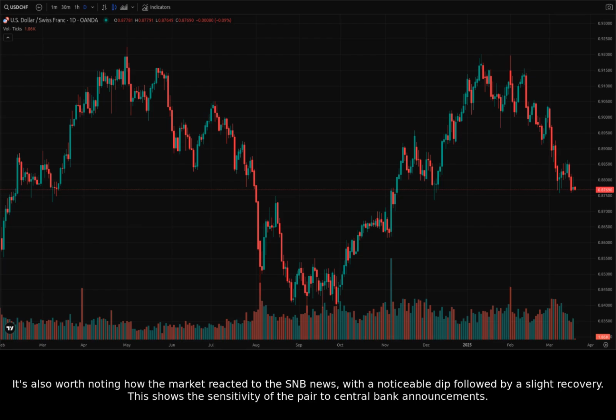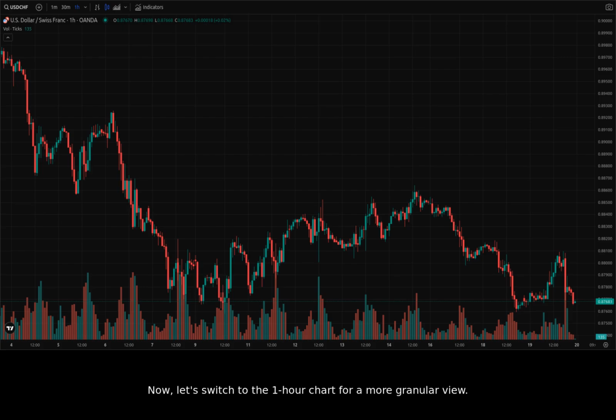It's also worth noting how the market reacted to the SNB news, with a noticeable dip followed by a slight recovery. This shows the sensitivity of the pair to central bank announcements. Now, let's switch to the 1-hour chart for a more granular view. The hourly chart provides a closer look at recent price action and volatility.